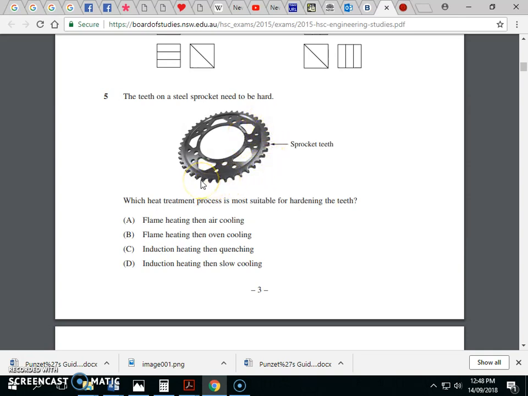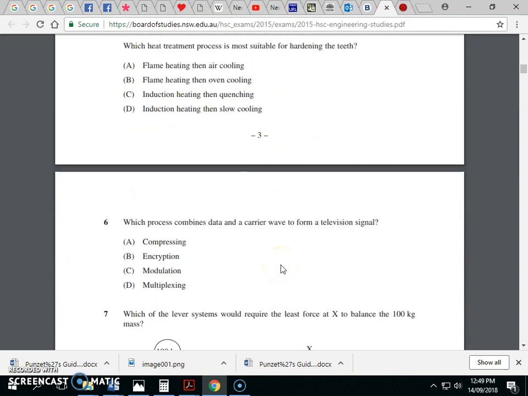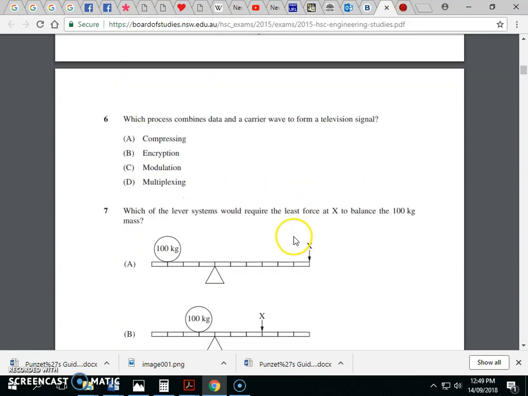Now, we can use flame hardening or induction hardening. They both get the same effects. The benefit of induction hardening is it can be automated. So I'm going to say that it's going to be induction hardening, then quenching. We good? C? 5C? Why quenching? Yep. Because slow cooling will give you normalized grain.